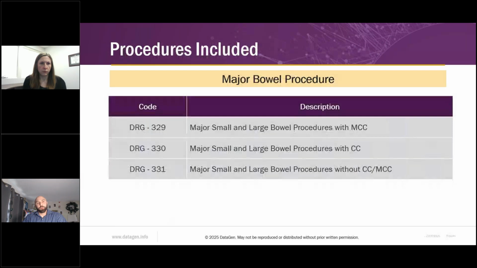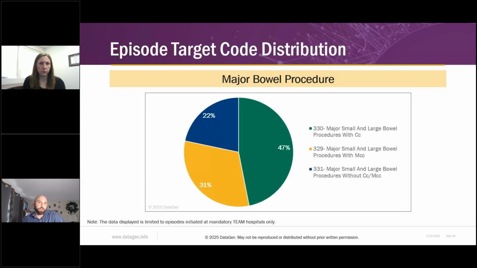Okay, on to major bowel. And again, nothing really interesting with the codes, 3 codes: CC, MCC, and without MCC. We see the distribution. About 80% of patients have a non-major or major complication or comorbidity. That's again adding the green and the yellow together.